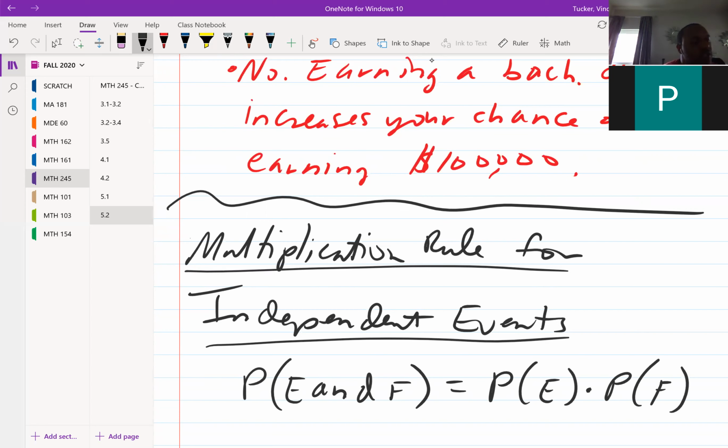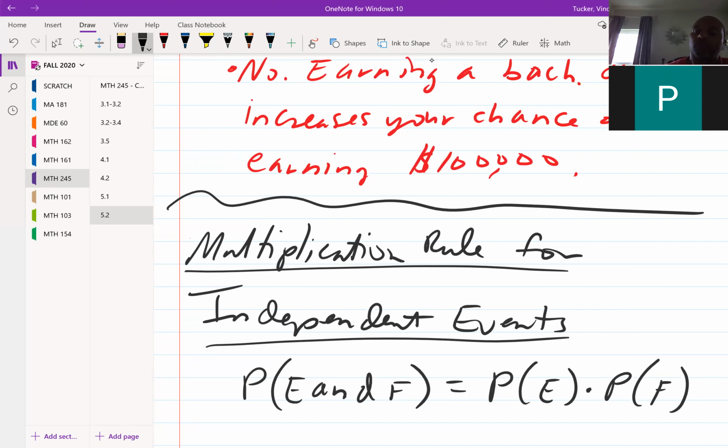All right, so the multiplication rule for independent events: E and F are considered independent. That is something you want to establish first. Are your events independent? Because if they are dependent, then we'll have to do something else. That's in the next section. But we have to make sure that our events are independent so we can use this with no problem. So if E and F are independent, then we would just multiply your probabilities together.